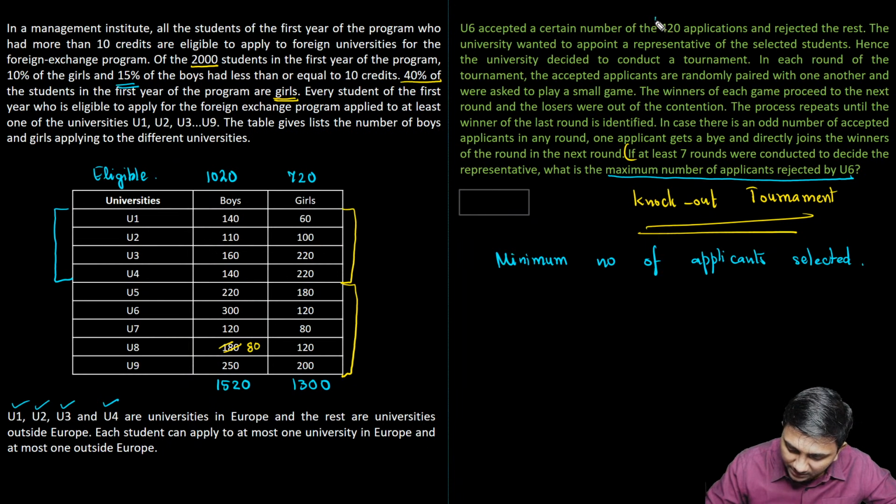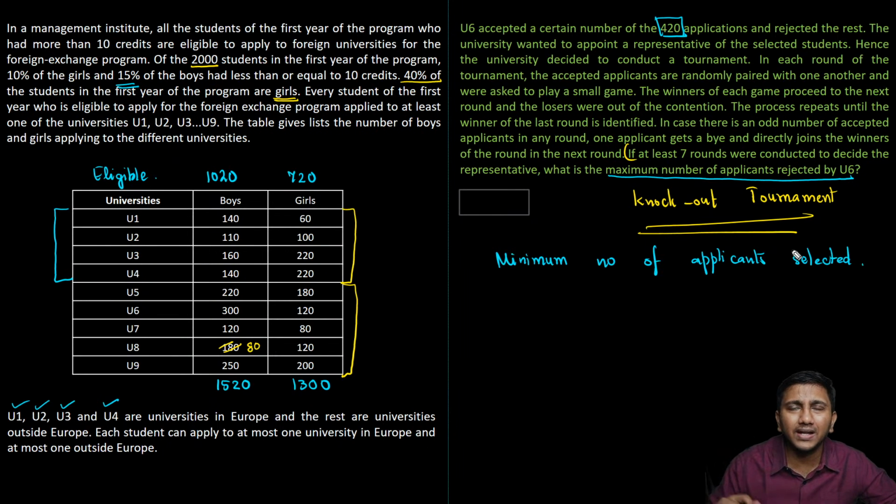Because the total number of applicants is constant, it's 420. So if I find out the minimum number of applicants who should have been selected, I can subtract that from 420. I will get the maximum number of applicants who should have been rejected. Okay, so how do I get the minimum number of applicants who should have been selected? It is given 7 rounds were conducted. At least 7 rounds were conducted.